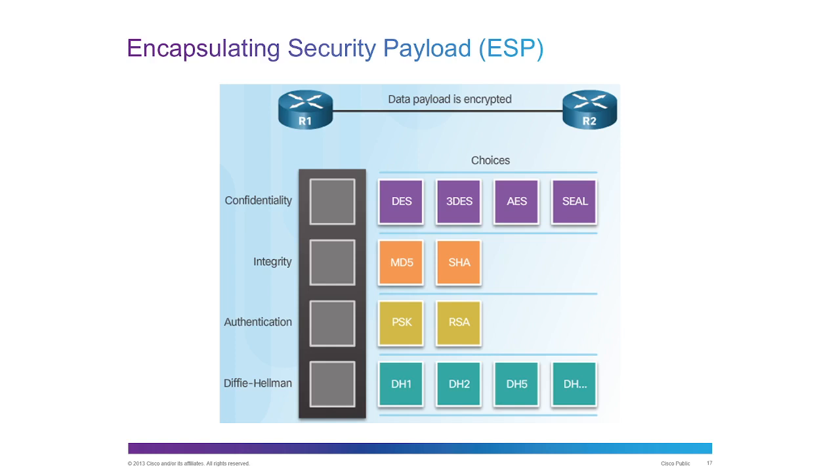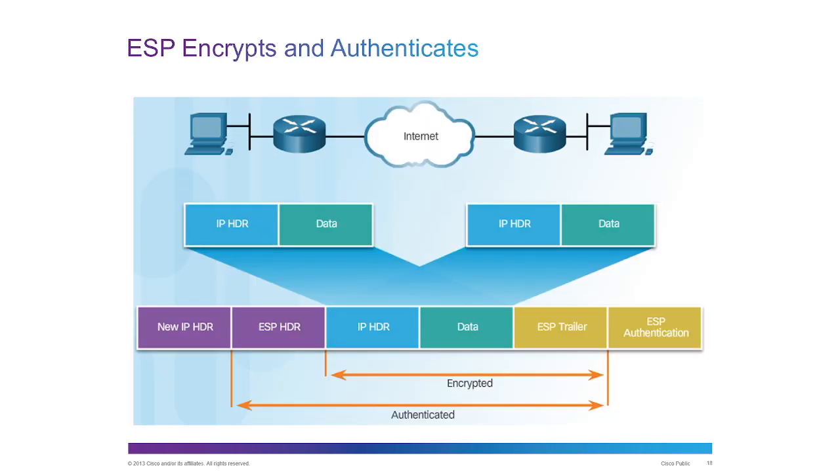When we think about today's usage scenarios, something like authentication header is not very useful for us, because we don't want plain text communication between entities. We want them to be encrypted. We want confidentiality as well. So this is where we have the ESP, or the encapsulating security payload. Here we have the confidentiality layer included, and we have integrity, authentication and key exchange as well.